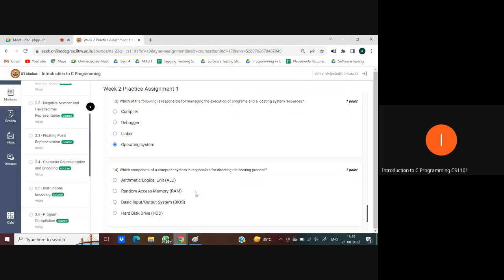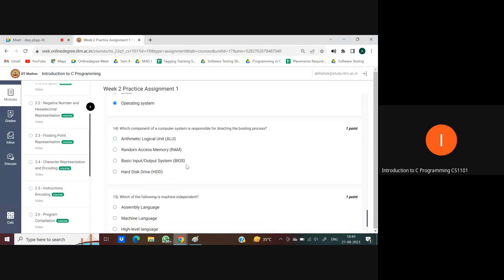Debugger is something that we will be introducing in a later part of this course. How do you actually look for errors or bugs in your code? Whereas linker is something that is required at the execution phase of a program when you use library files like stdio or whatever you are working with in C. So the functions that you use from those library files, they are linked at the time of execution. So that is where linker comes into the picture. But as far as this question is concerned, operating system is going to be the correct answer.